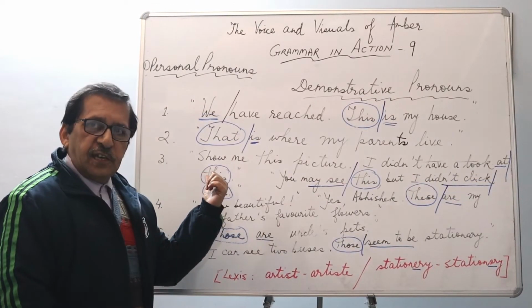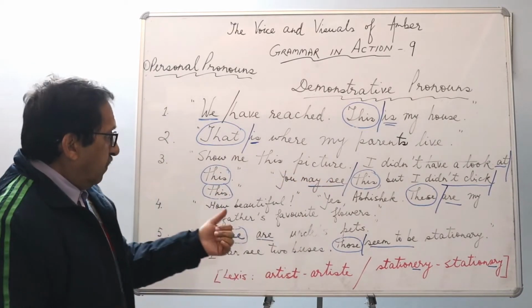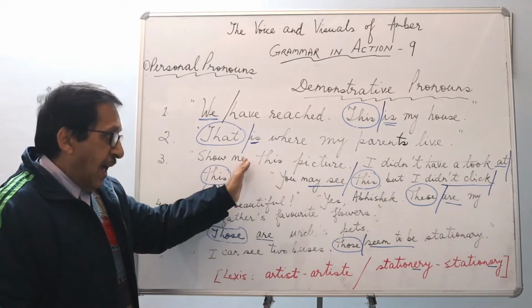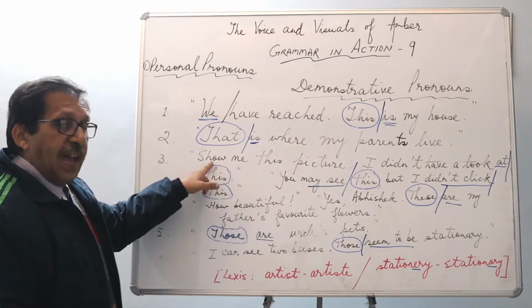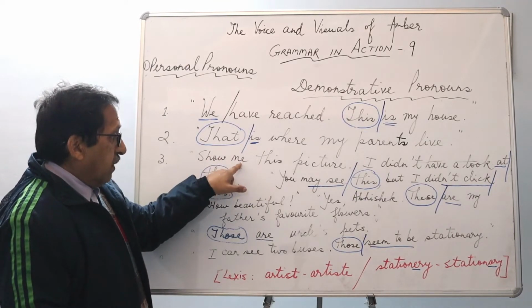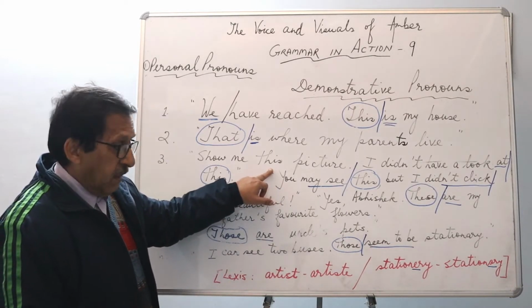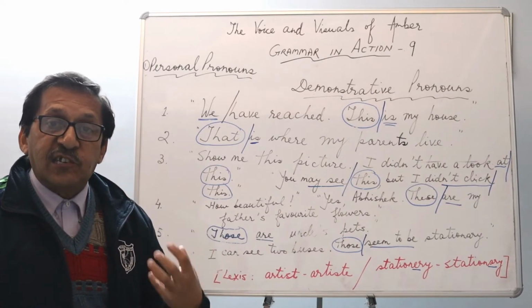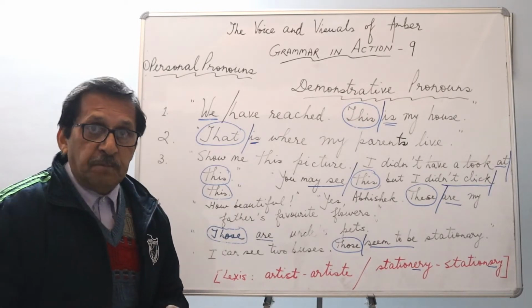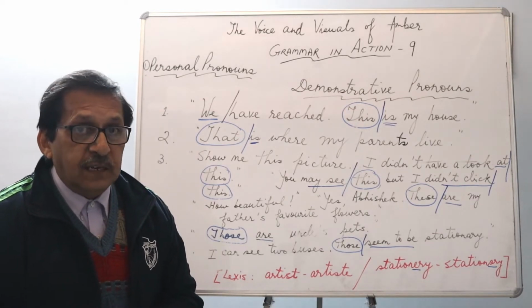Now let us look at this third example. Show me this picture. I didn't have a look at this. So show me. Now me over here is a pronoun, but it's a personal pronoun acting as the object of the action verb show. Show me. You show me this picture. Now this over here is a demonstrative word, but it is not a demonstrative pronoun, because a pronoun has to be a stand-alone subject of the sentence, or object of the transitive verb, or object of the preposition, or a stand-alone complement of the to-be verb.